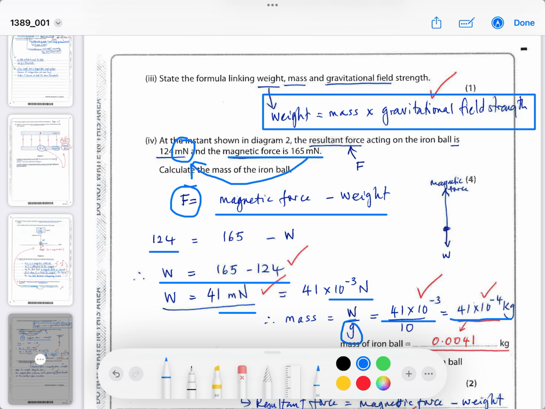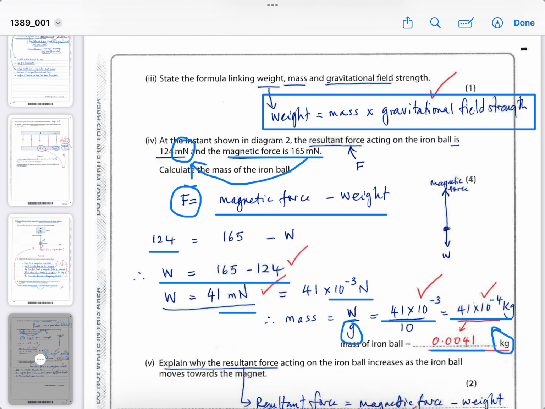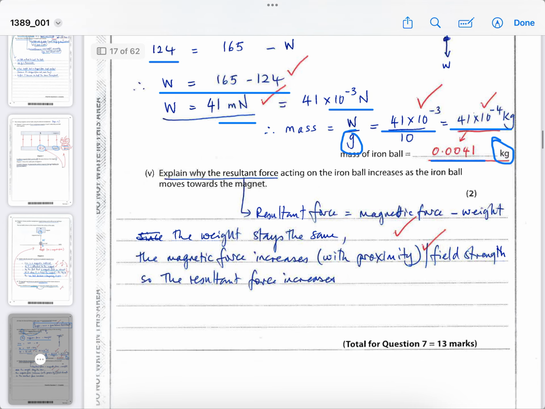And that allows you to work out the mass of the iron ball, which if you multiply it by 1,000 would be in grams, but they want it in kilograms. So you could write it either in standard form like I have above, or if you want to change it, it would be 0.0041 kilograms. And if you get that correct, you will get the 4 ticks I've shown you to get the 4 marks for this question. Hope that makes sense.